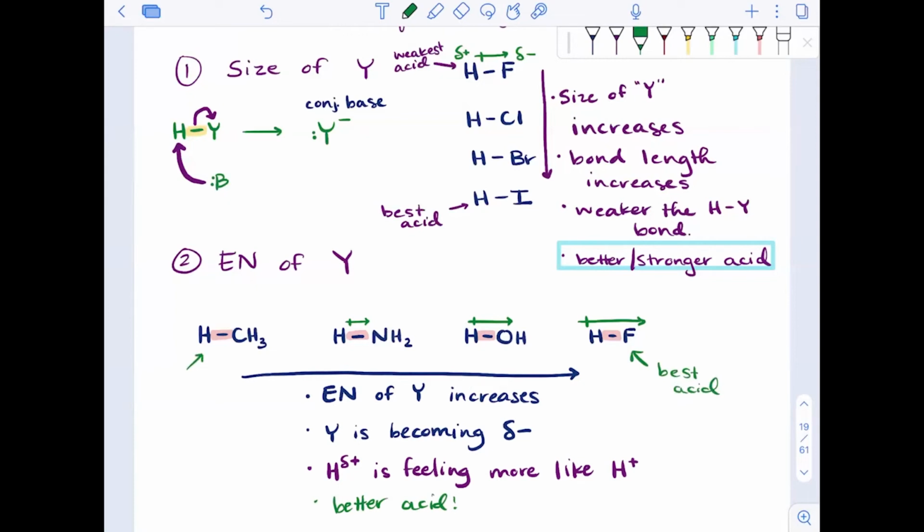H to CH3, or H to a carbon, is the worst acid. The strongest acid is HF in this group, and the weakest acid is hydrogen to carbon. All right, so there are two different factors for our binary acids. We want to think about size first, of Y, the nonmetal atom attached to the hydrogen. Then we'll look at the electronegativity of that atom. All right.